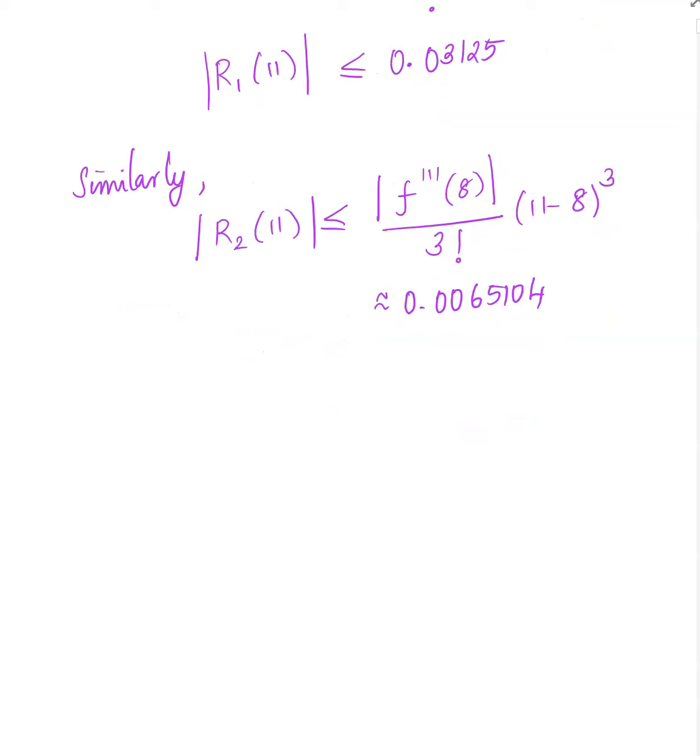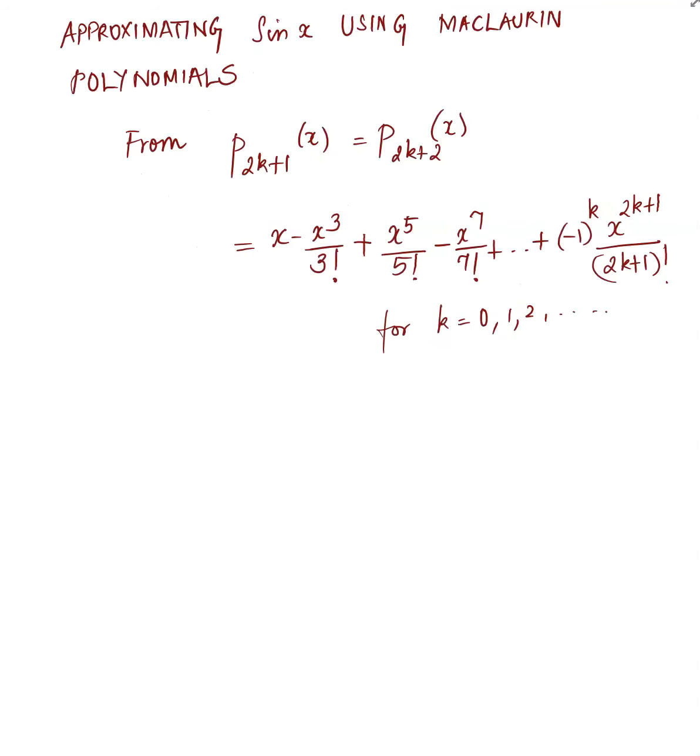Approximating sine x using Maclaurin polynomial. Previously we saw for sine x that the derivative brought us back and forth between sine and cosine when you took the derivative with the opposite signs. And we saw that P1 was equal to P2, P3 was equal to P4, and so on. We also generalized it like this, where we had all these odd powers lining up. So we're going to keep this as our guide to answer this question.